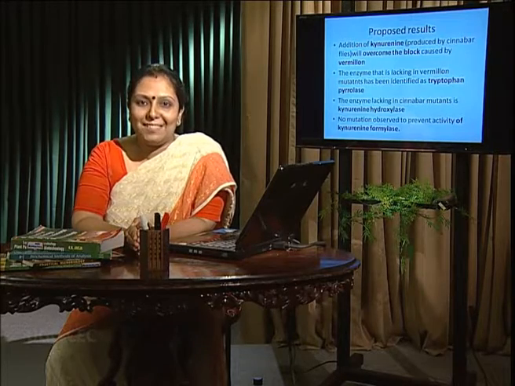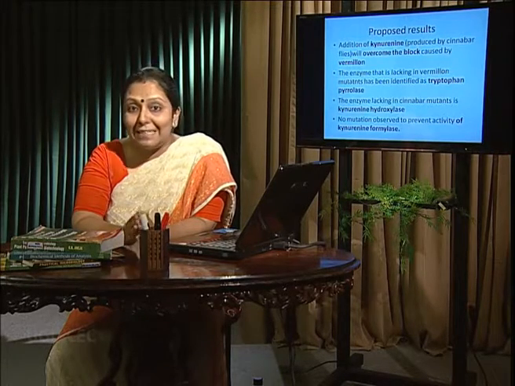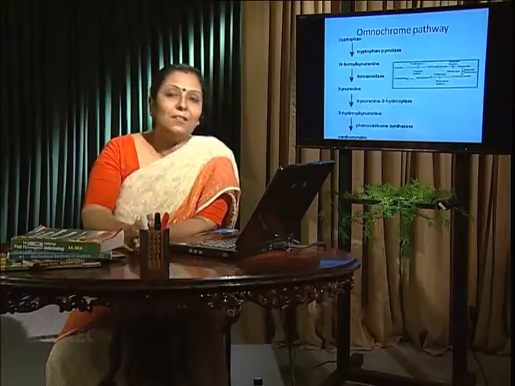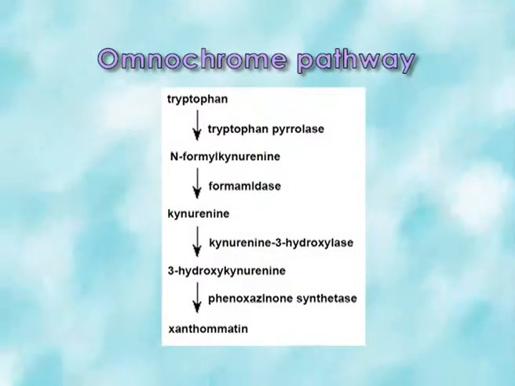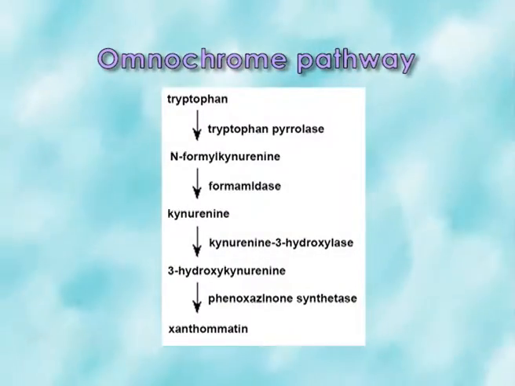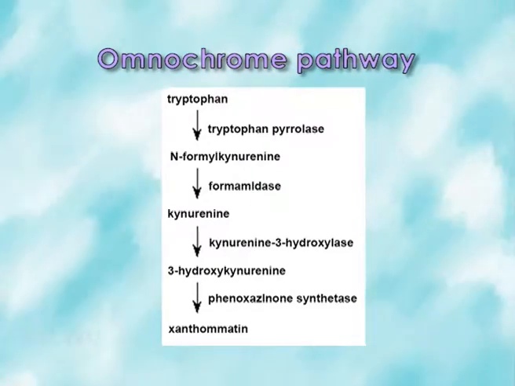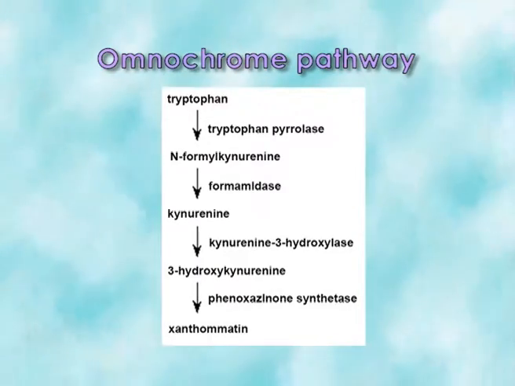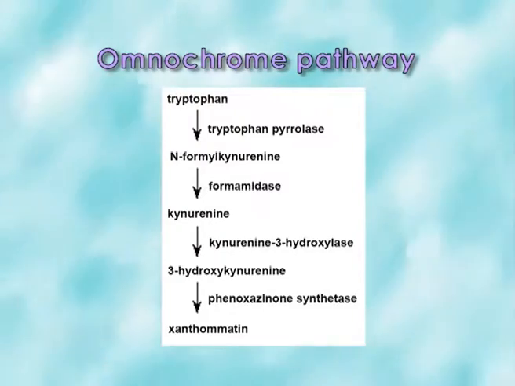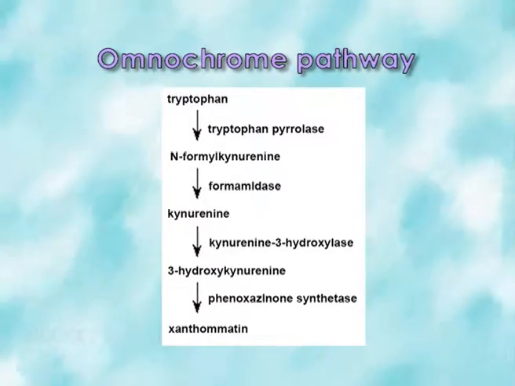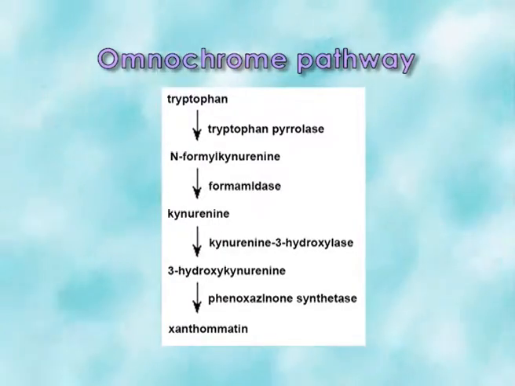So let's see what is the biochemical pathway developed by these sorts of blocks. So this is the pathway. From tryptophan, kynurenine is produced, and from kynurenine, ultimately xanthommatin, this particular ommochrome, is produced. So this is the ommochrome pathway.